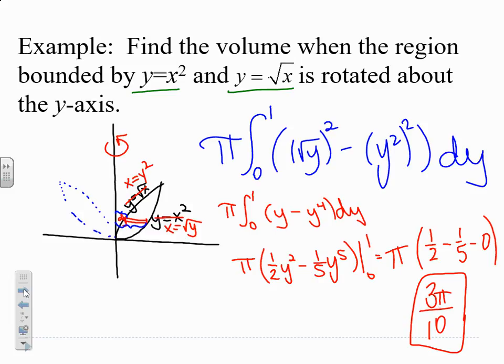Which, Austin, would be the same if we rotated this around the x-axis. It'd basically be the same setup because it has symmetry of y equals x. All right, so those are kind of boring because we rotated around the y-axis, right? Let's do an example where we rotate around a different vertical line, okay?